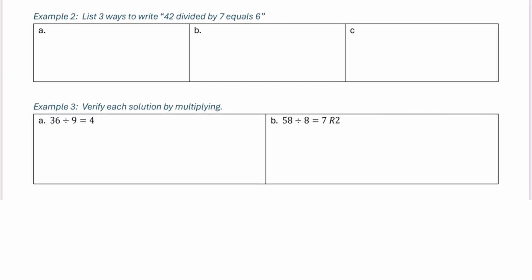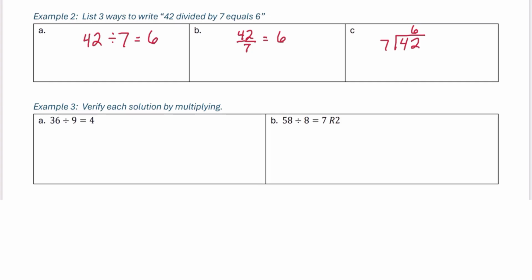In our next example, we want to list 3 ways to write 42 divided by 7 equals 6. We could do 42 ÷ 7 = 6. We could write it as 42 with a fraction bar over 7 equals 6. Or we could write it using long division, 42 divided by 7 equals 6.